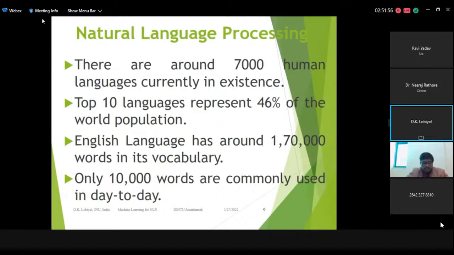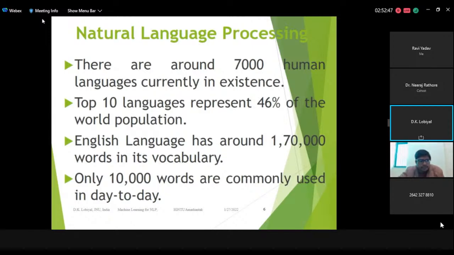Now, you'd be surprised, around 7,000 human languages exist today, currently. And you'll be surprised that only the top 10 languages cover 46% of the world population. That means 10 languages are spoken by 46% of the people around the world, and the remaining are the other 6,990 or so. And you'll be surprised that the English language has around 170,000 words only. So the vocabulary of a language is limited that way. And too, we commonly use only 10,000 words in day-to-day life.